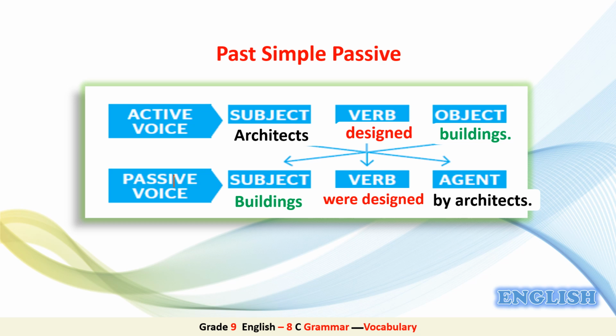Another sentence in the past simple passive. Let's first read the active voice one. Architects designed buildings. In the passive voice, it becomes buildings, the object. The tense is in the past, so we use either was or were. Here we use were because the new subject of our sentence is in the plural form. Then the past participle of the verb designed, which is designed, so it becomes buildings were designed by architects, by plus the agent.